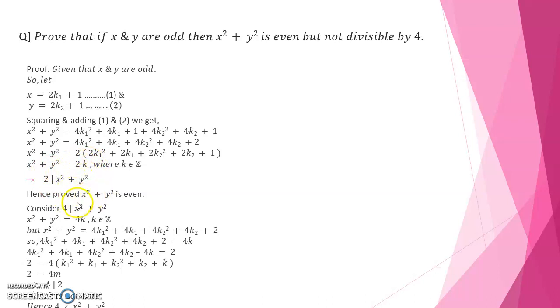Now to prove that 4 does not divide x square plus y square, we consider the contradiction, that is, 4 divides x square plus y square. So x square plus y square is equal to 4k. Now from the above we have x square plus y square equal to 4k1 square plus 4k1 plus 4k2 square plus 4k2 plus 2. The same thing I will write here and rearrange. I'm getting 2 equal to 4m. This implies that 4 divides 2. Is it true? No, it is not true. Therefore, 4 does not divide x square plus y square.